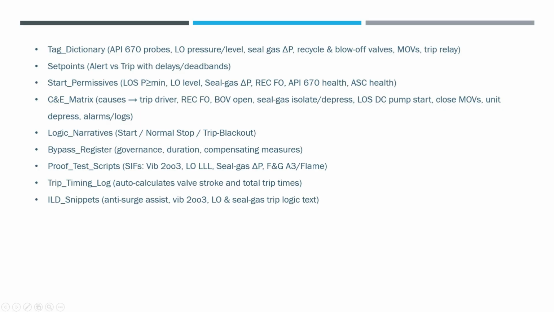Next up, proof test scripts. These cover safety instrumented functions like vibration 2oo3, lube oil low level, seal gas differential pressure, and fire and gas signals such as 2oo3 flame detection. Then the trip timing log. This auto-calculates valve stroke times and the total trip time.